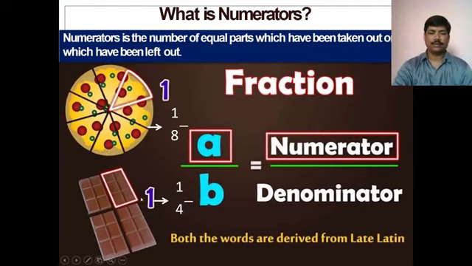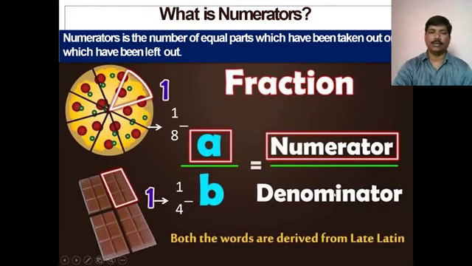In this chocolate, it is divided into equal parts, and the highlighted part 1 is the taken part and the unhighlighted parts are left over. So the taken part is a fraction of the whole and the leftover part is also a fraction of the whole. But how can we identify which is the numerator? The taken part out of the total parts is known as the numerator.